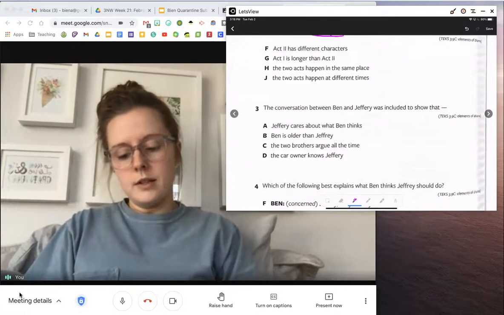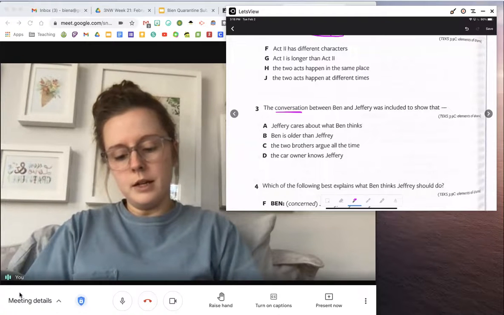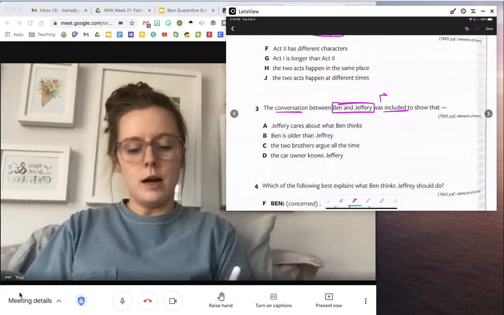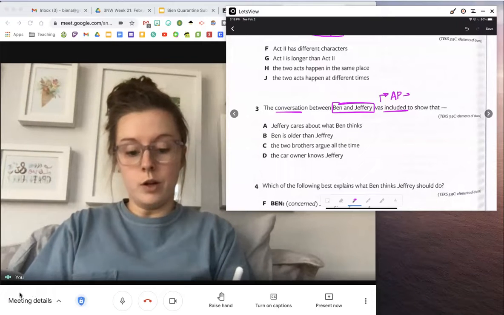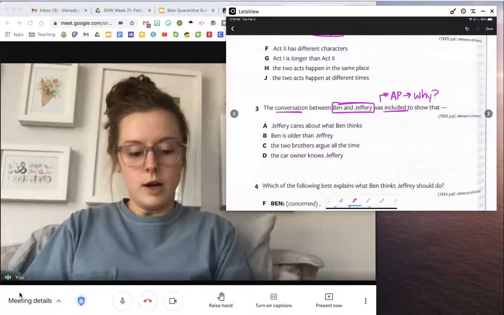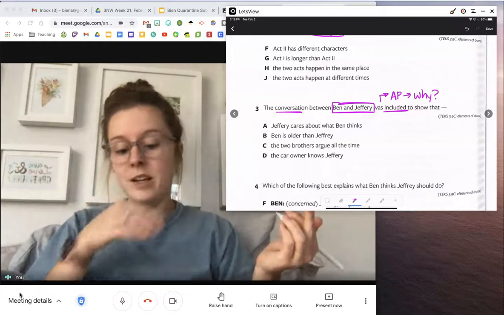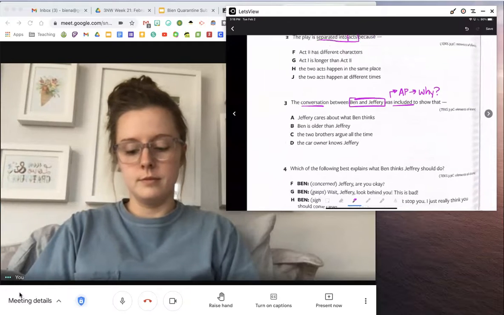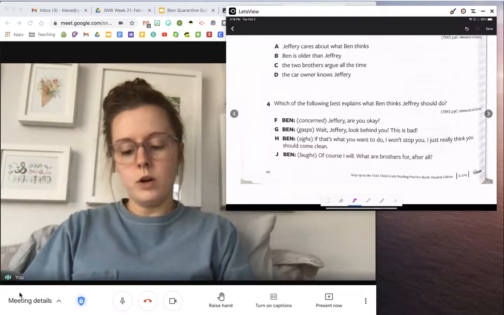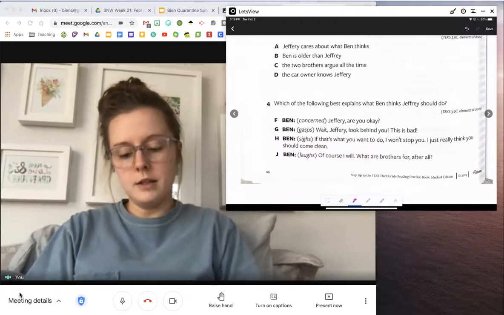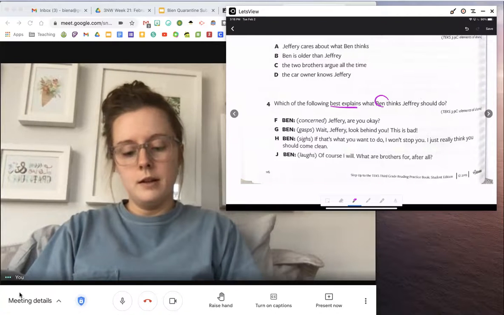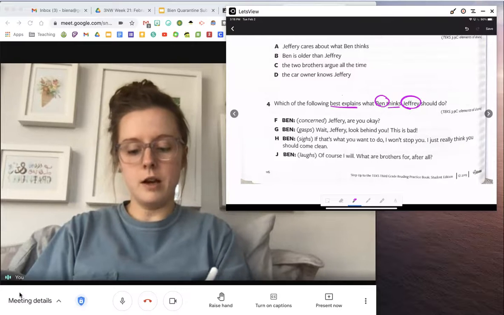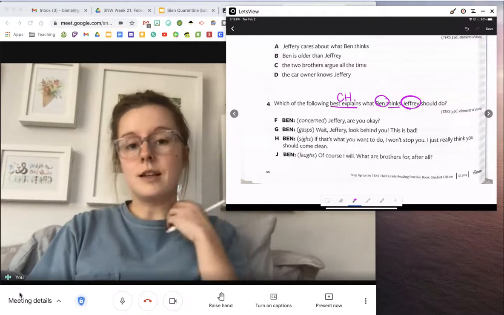Okay, number 3 says the conversation between Ben and Jeffrey was included to show that. So basically, why did the author or the playwright include that? Why didn't he just tell us what was going on? Why did he want to have the characters talking back and forth? Number 4 says, which of the following best explains what Ben thinks Jeffrey should do? Okay, so it's asking about my characters and what he thinks. So it's a character question.